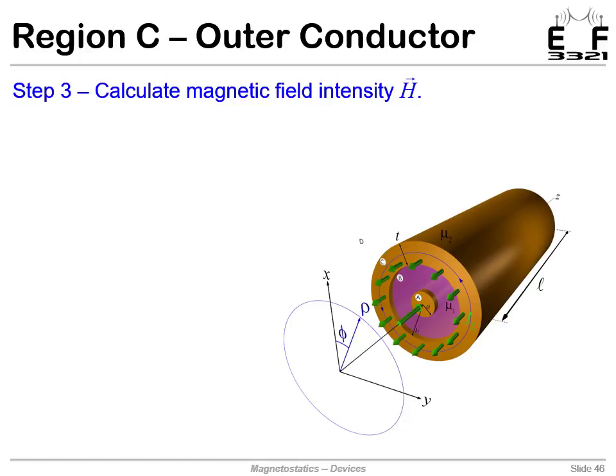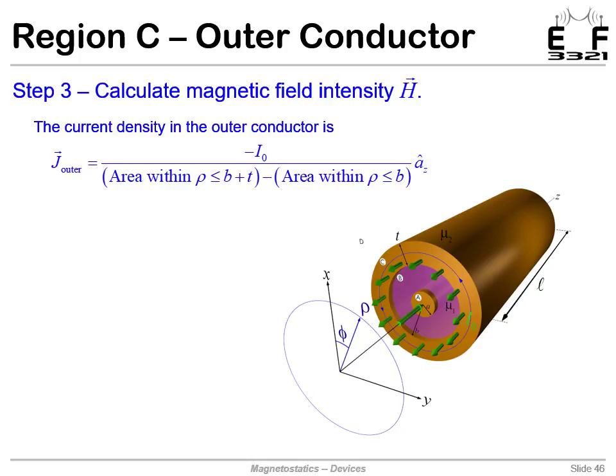So we move into analyzing region C. And you can see we set up an integration path somewhere intermediate in that outer conductor. The first thing we need to do is figure out the current density in the outer conductor. So current density is the total current divided by the area, and we also assign it a direction. So total current, not considering direction, is I naught. But it's in the z direction, and we have a negative sign because the current in the outer conductor is flowing in the negative z direction. So the only thing we have to do then is divide by the area.